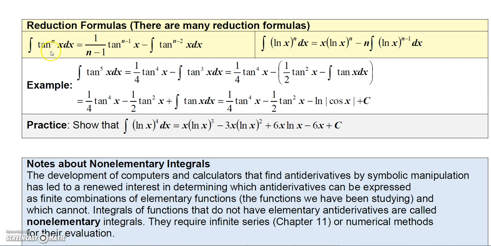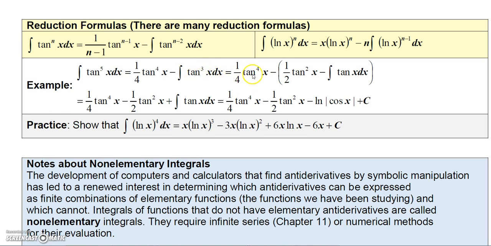Okay, I'll wrap this up. There's a couple of reduction formulas here. So here's a reduction formula for tan n of x dx, and I'll let you read the formula, and I'll just do this example real quick. Tangent to the fifth x dx, it'd be 1 over n minus 1, so n is 5, so you'd have 1/4 of tangent to the n minus 1 x, so tangent fourth x, and then minus tangent to the 5 minus 2, which would be tangent cubed x dx.